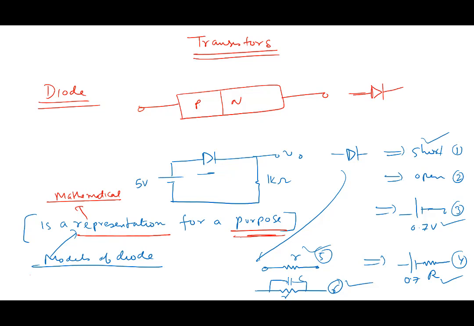Depending on my purpose, depending on the circuit, a short or an open circuit could be okay. Depending on the circuit, this short and an open may not be okay. This model may be okay. The 0.7 volt model may be okay. So to understand my diode, the first thing we need to understand is the following.